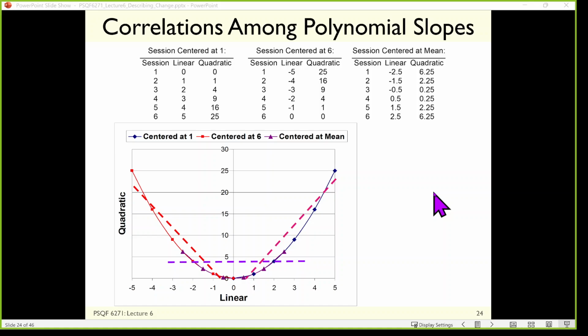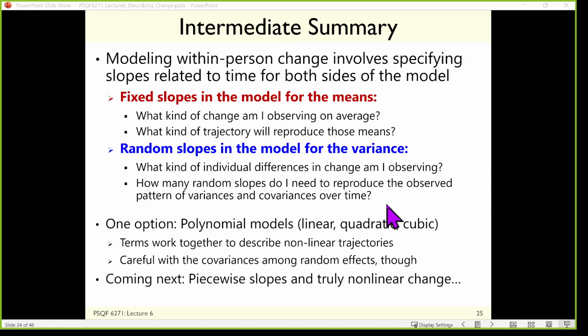But if you end up with random slopes that are perfectly correlated, that will break things. So you'll get an error message that your G matrix is not positive definite. That happens usually for one of 2 reasons. One of your random slope variances went to 0, or one of the correlations among your random effects went to a boundary, a -1 or a 1. So mean centering the predictor that has linear and quadratic slopes attached to it can be one way to solve that problem. All right.